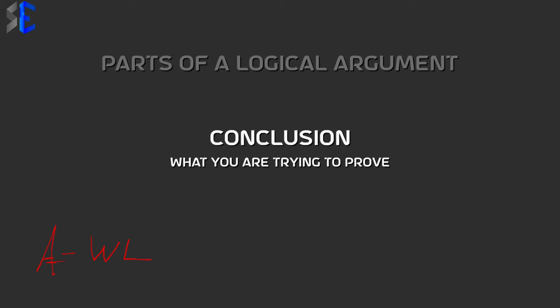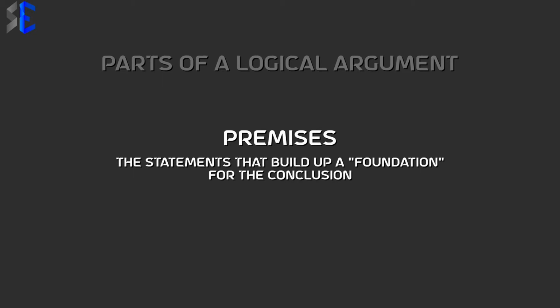So you would have a bunch of different statements that build up to try to prove this, and then your conclusion is that this is true. So that's what a conclusion is. It's just what you're trying to prove. The premise is what you say before the conclusion to try to build up a foundation of knowledge for the conclusion.